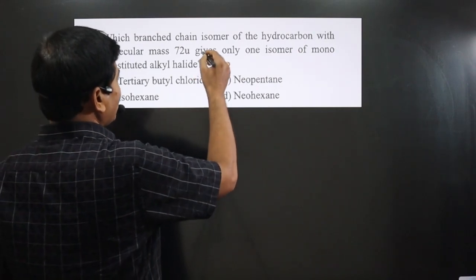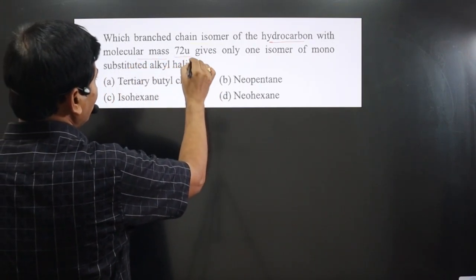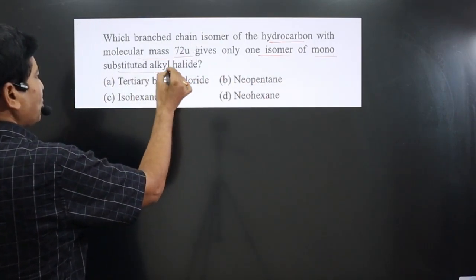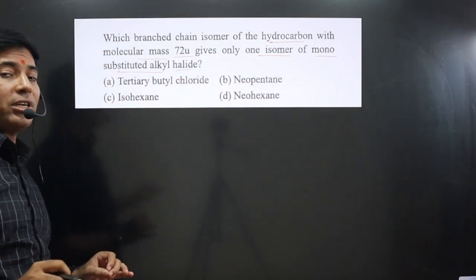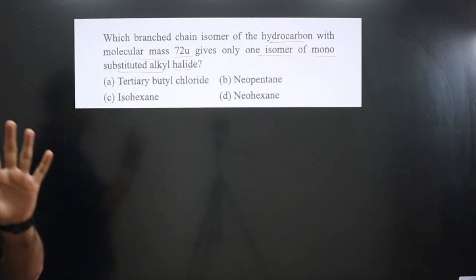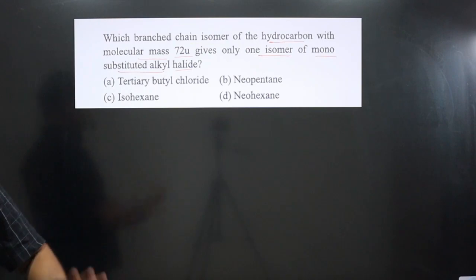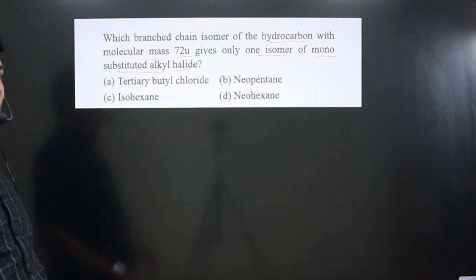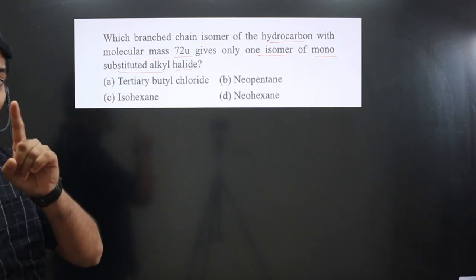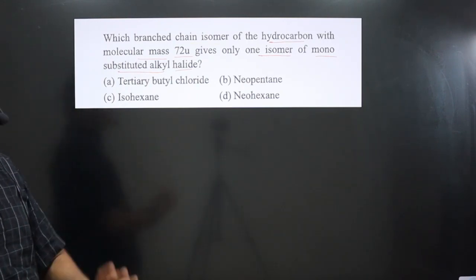The question says: which branched chain isomer of a hydrocarbon with molecular mass 72 unit mass gives only one isomer of mono substituted alkyl halide? Mono substituted alkyl halide means only one halogen is attached, and only one product is possible. Whatever carbons are there, all the carbons should be in the same environment, so that only one halogen substituted product will be possible.